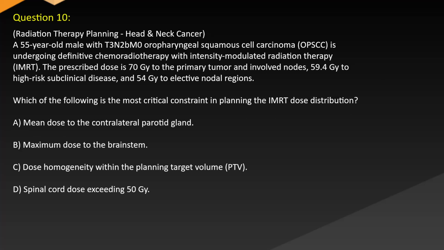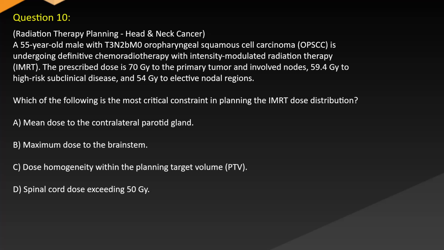Question 10. Radiation therapy planning. Head and neck cancer. A 55-year-old male with T2N1M0 oropharyngeal squamous cell carcinoma (OPSCC) is undergoing definitive chemoradiotherapy with intensity-modulated radiation therapy. The prescribed dose is 70 Gy to the primary tumor and involved nodes, 59.4 Gy to high-risk subclinical disease, and 54 Gy to elective nodal regions.